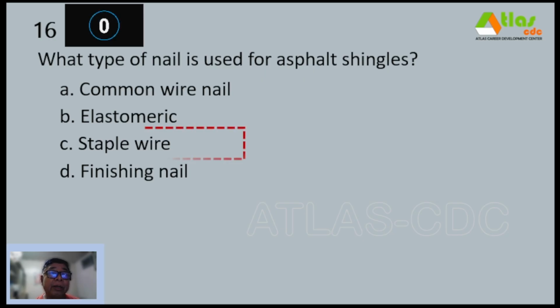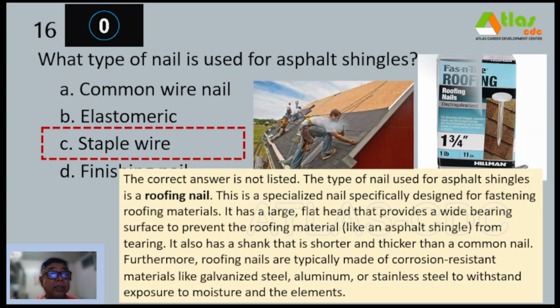And our correct answer is letter C, staple wire. So the correct answer though is not listed. The type of nail used for asphalt shingles is a roofing nail. This is a specialized nail specifically designed for fastening roofing materials.